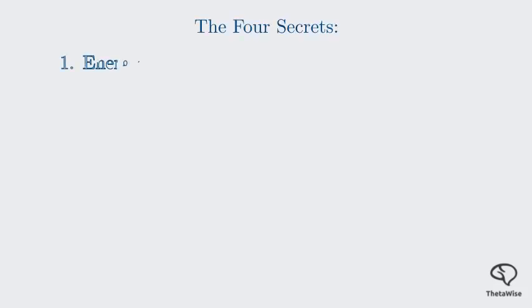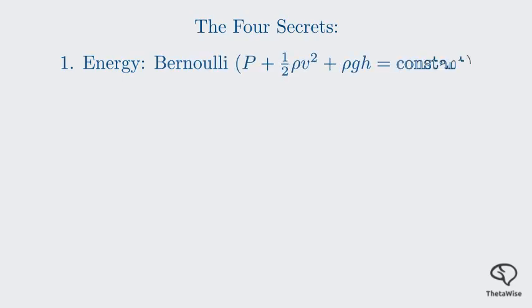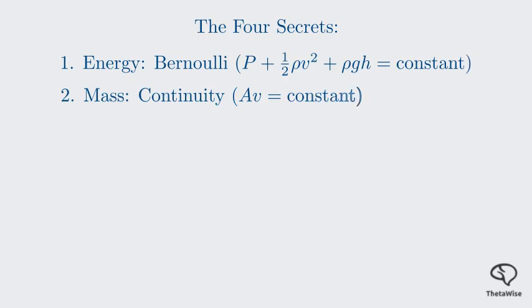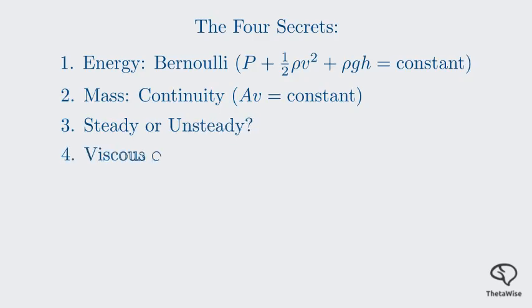First, always ask about energy. You can almost always use Bernoulli's equation as long as it's for a steady, inviscid flow. Second, consider mass flow. The continuity equation is always true for incompressible flow. Third, is the flow steady or unsteady? This determines which equations you can use. Fourth, is viscosity important? It always is near surfaces, creating a boundary layer, but can often be ignored elsewhere.